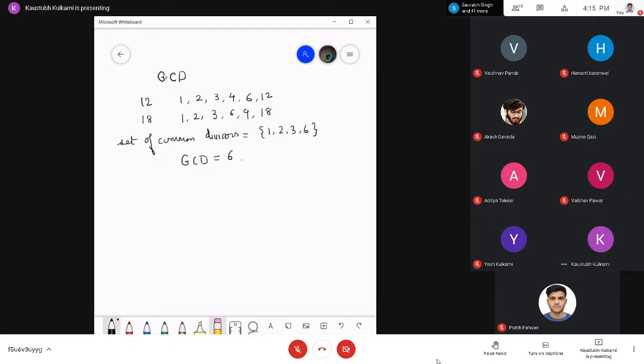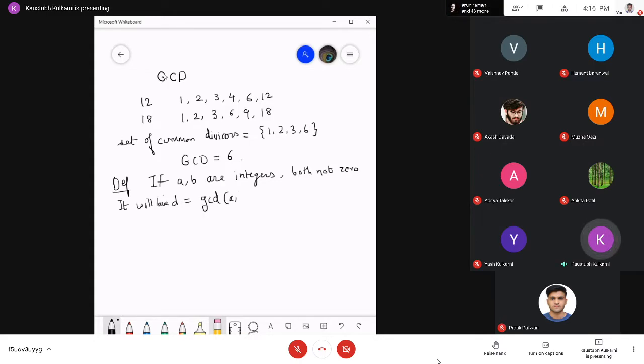Now, in general, the definition of GCD is that if A and B are integers, both not zero, then the pair always has a GCD, and let's denote it by D. It will always have a GCD D, the GCD of A and B.